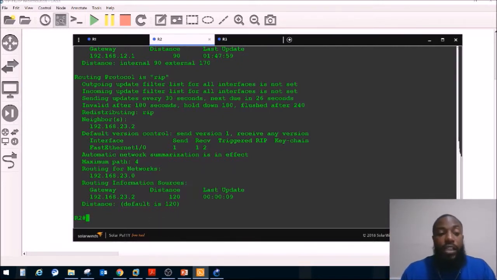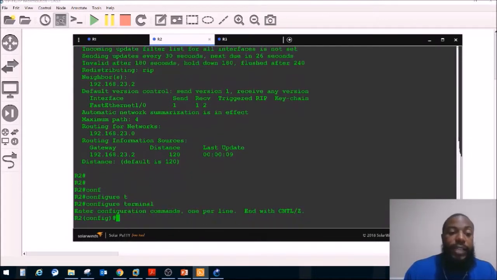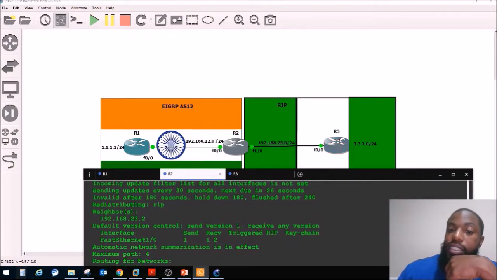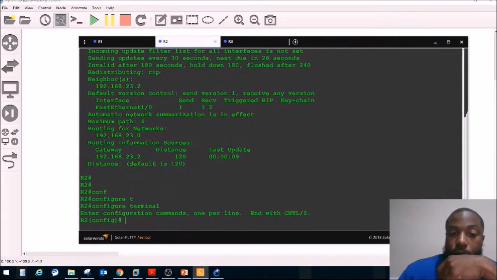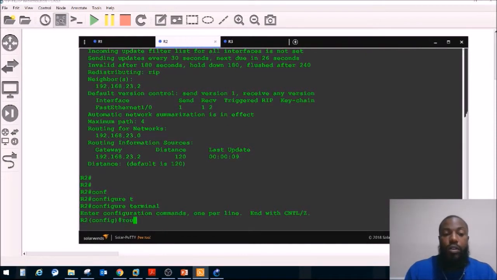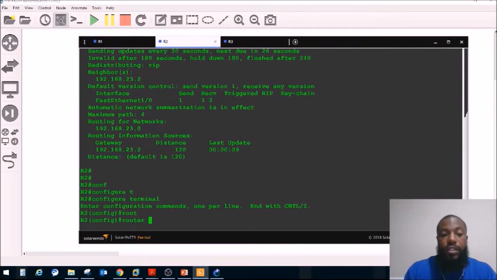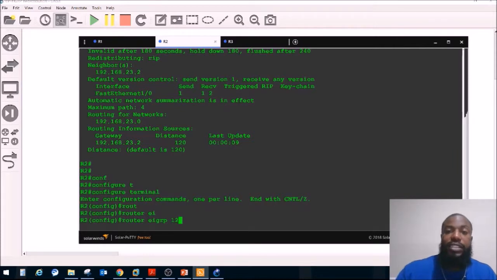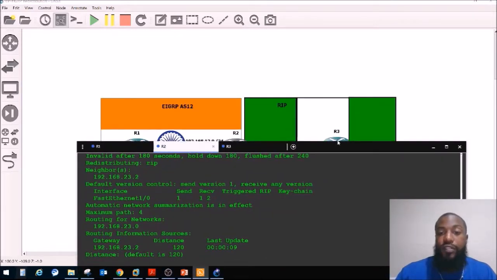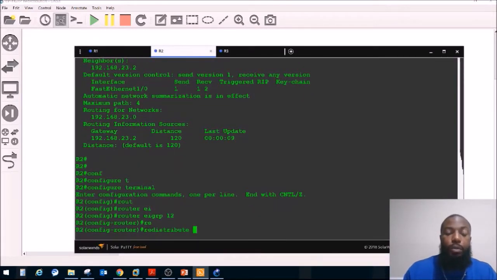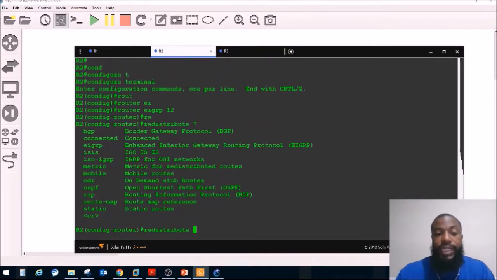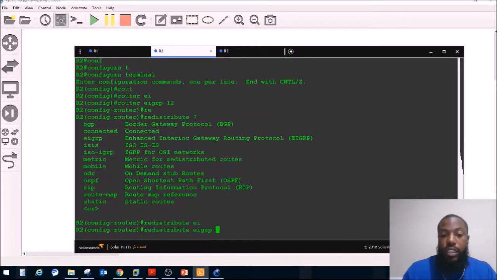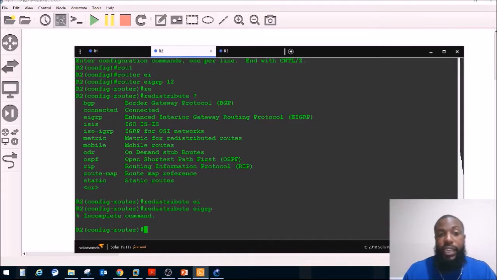All right, we're back. So we go to config mode, right? And then we're gonna translate the RIP route into EIGRP, into this domain, right? So we need to go into router EIGRP 12, was it? Yeah, 12. And we are going to redistribute, double check here. So EIGRP, right? So my bad, you can't do that, not that.